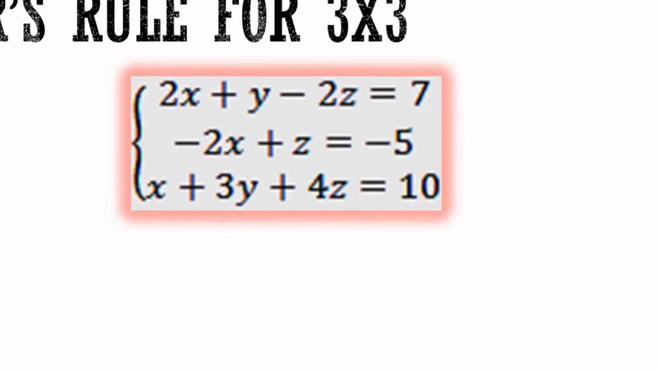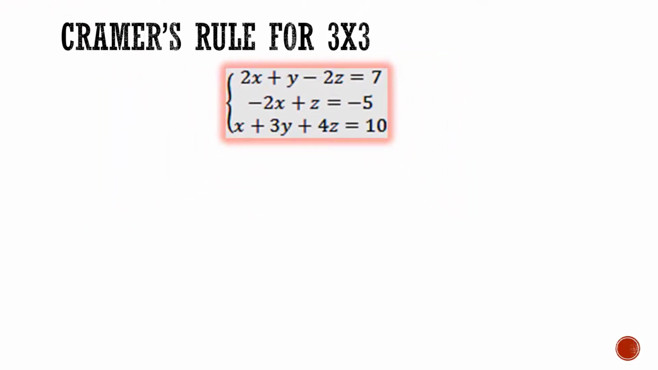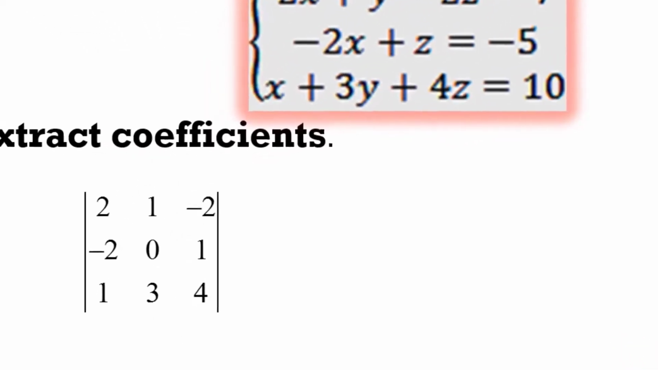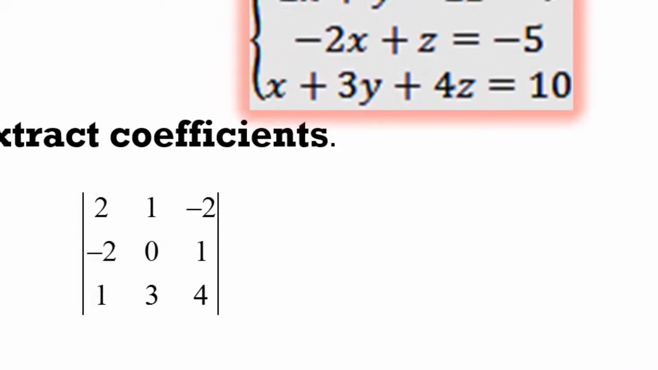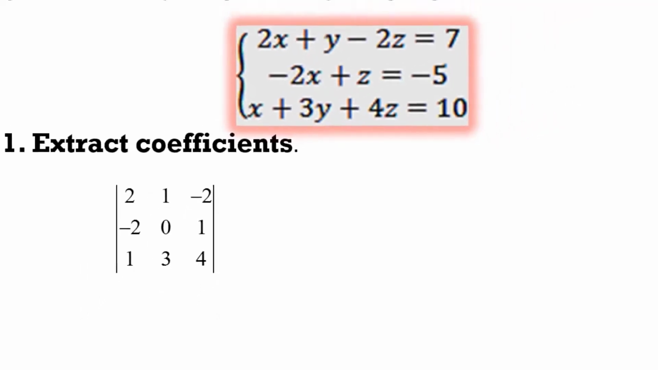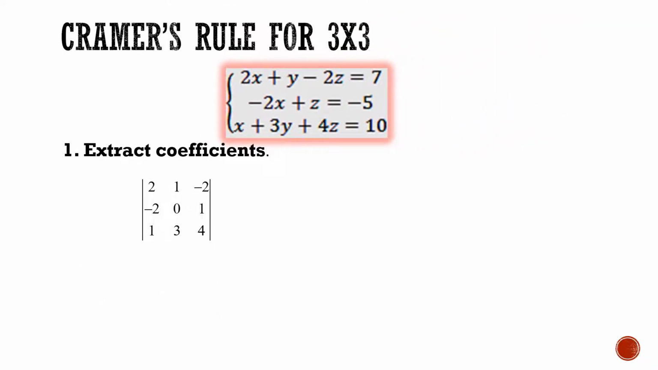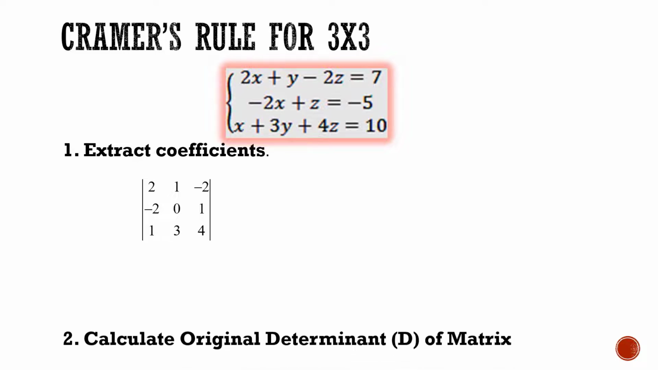The first step, we extract coefficients, and the coefficients are 2, 1, minus 2, minus 2, 0, 1, 1, 3, 4. Don't forget, in the second equation, there is no term in y, and so we have 0 in the middle. Very good. The next step is to calculate the original determinant D of the matrix.